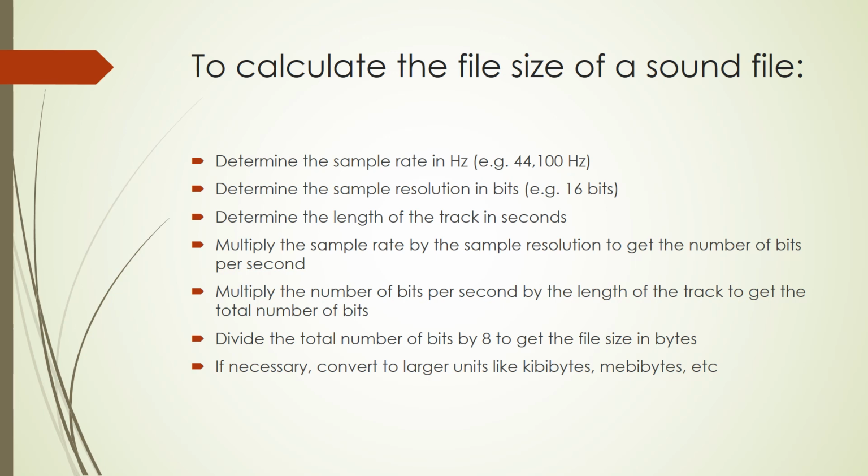In the fifth step, we multiply the number of bits per second by the length of the track to get the total number of bits. And at the end, we divide the total number of bits by 8 to get the file size in bytes. And if you want to convert into larger units, we can do it.